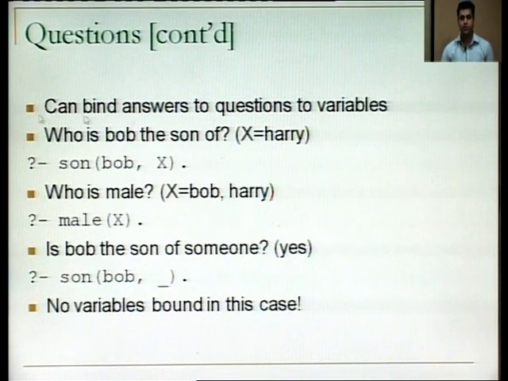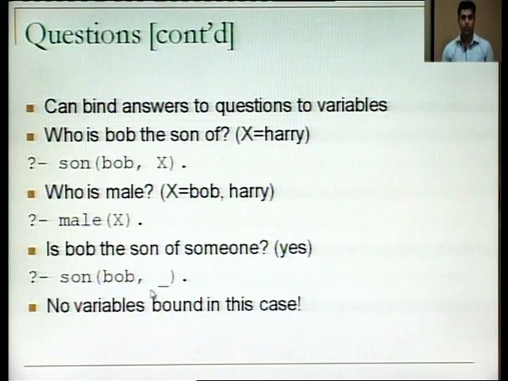We can bind answers to questions to variables. For example, if you want to check who Bob is the son of, we will ask the question: Bob is a son of X. Here X is the variable. When you ask this query, the answer will come: X is equal to Harry. Who is male? You can ask the question male X. Whatever the different values of males are, they will be printed as X is equal to Bob, X is equal to Harry.